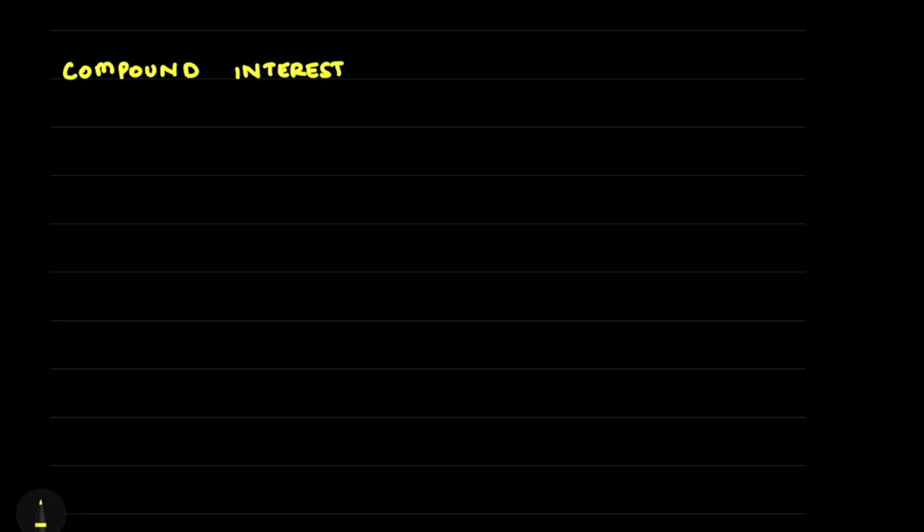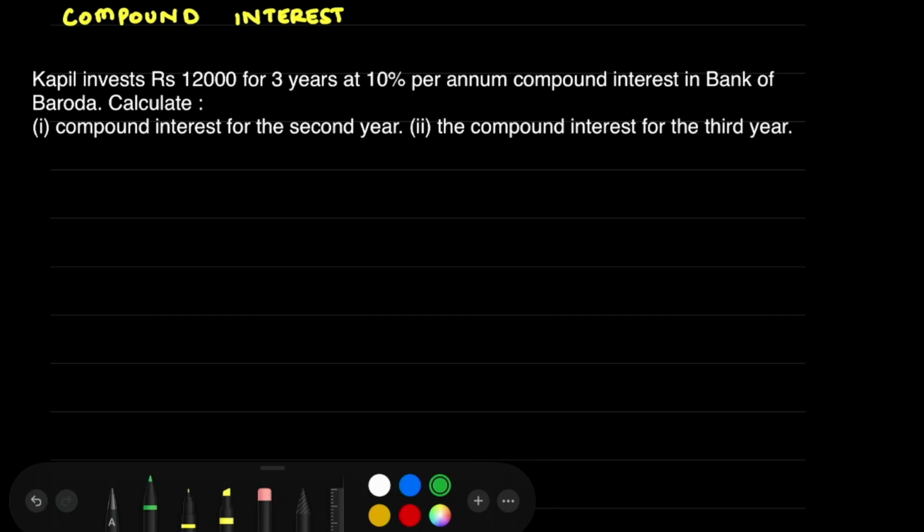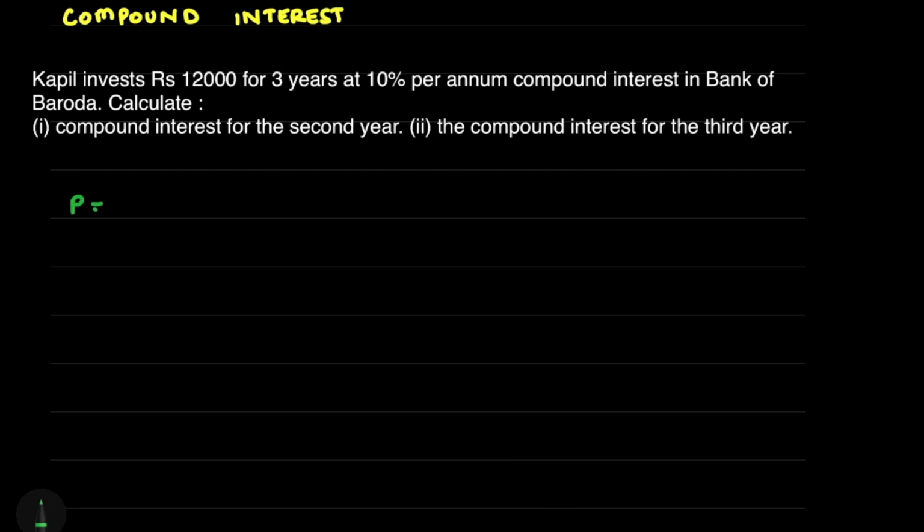So let me show you what exactly compound interest is, and we'll do that through a very practical example. We have this question where a person invests 12,000 rupees for 3 years at 10% per annum compound interest in Bank of Baroda. In this, we need to find the compound interest in the second year and compound interest in the third year. So let's get started. I'll just write down all the three variables that we have. You have principal at 12,000 rupees. Our time horizon is 3 years, and our rate is 10%.